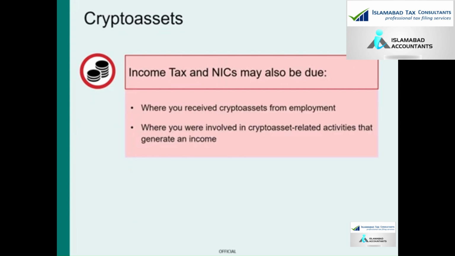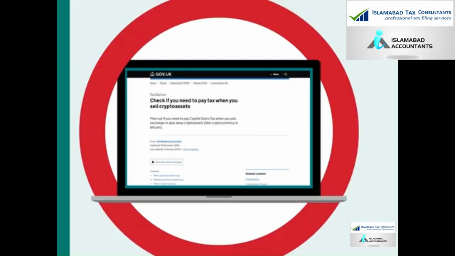In addition, income tax and national insurance contributions may also be due where you received crypto assets from employment, or where you were involved in crypto asset related activities that generate an income, for example, lending or staking of crypto assets. Full guidance on crypto assets taxation can be found on gov.uk by searching Tax when you sell crypto assets.